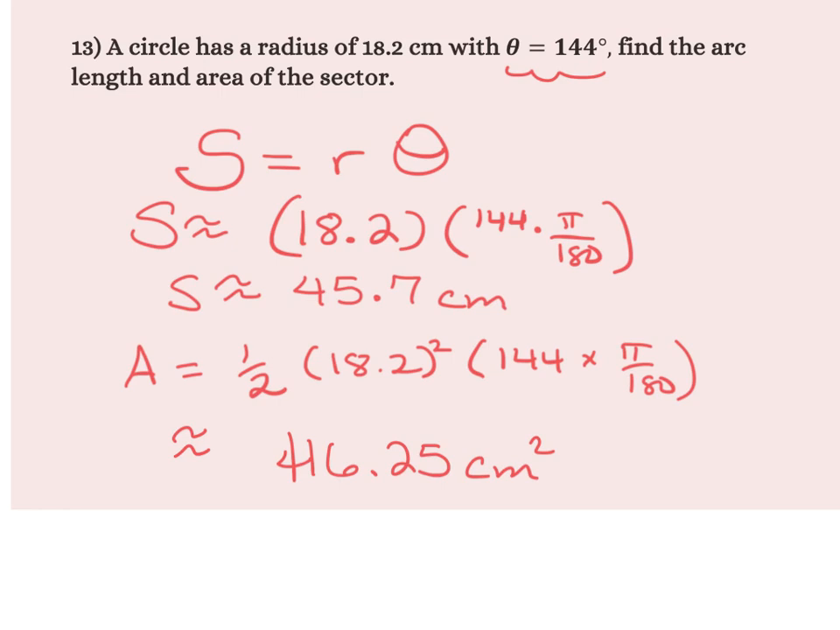This should honestly be a review of what you did in geometry. Because in geometry, we did the conversions of degrees to radians or radians to degrees, as well as finding the area of the sector and the length of the arc. So that is it for 6.1.